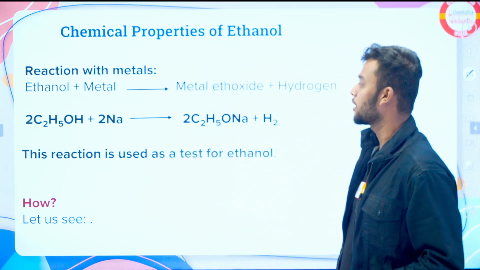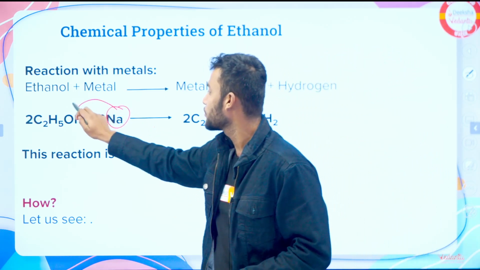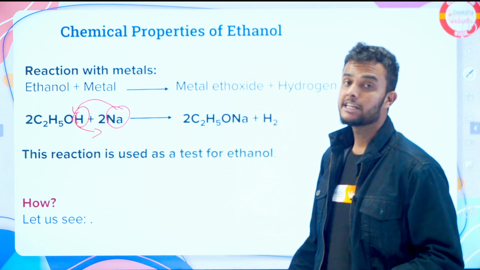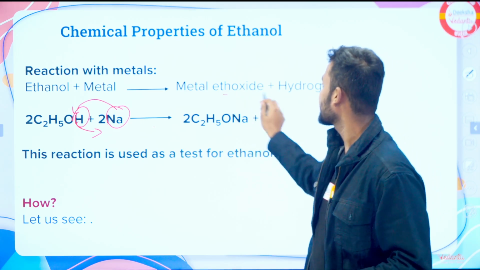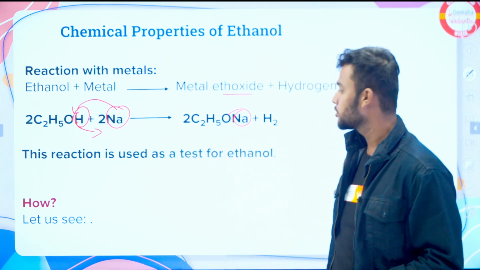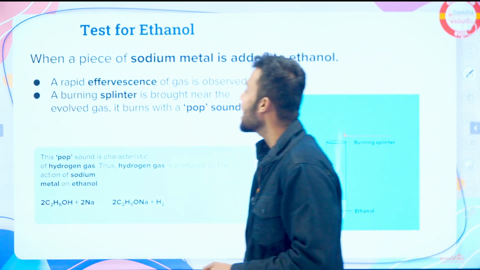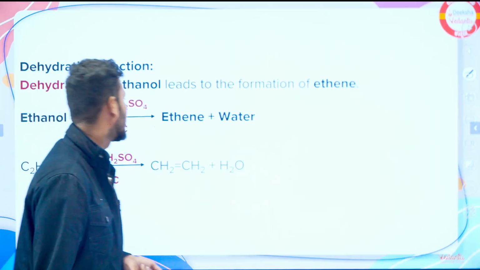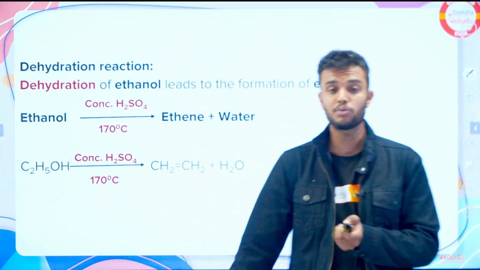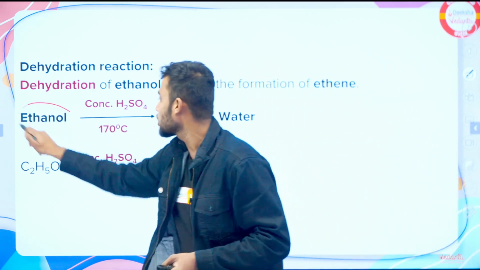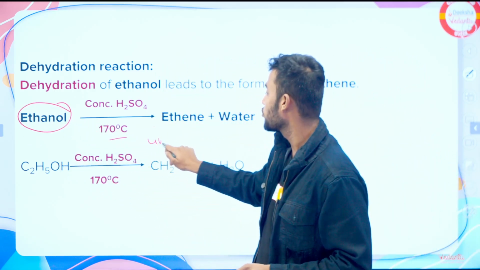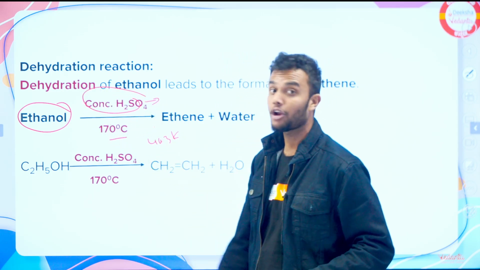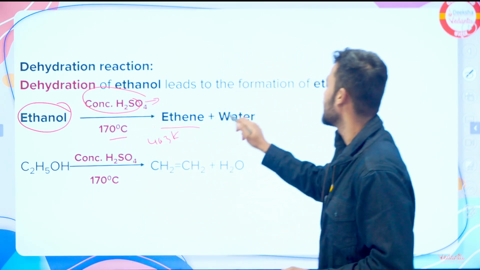Next one, reaction with metal. Whenever a highly reactive metal reacts with ethanol, the hydrogen is replaced. A displacement reaction happens to form metal ethoxide, or sodium ethoxide. Okay students, I hope it's clear. Next, how to test for hydrogen: hydrogen gas is evolved, tested with a pop sound. Okay, next, the dehydration reaction, very important. Whenever we heat ethanol at 170 degrees Celsius or 443 Kelvin in the presence of concentrated H2SO4, the concentrated H2SO4 acts as a dehydrating agent to give ethene and water.